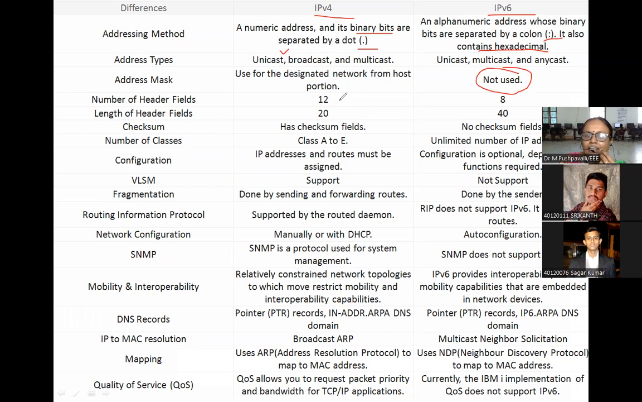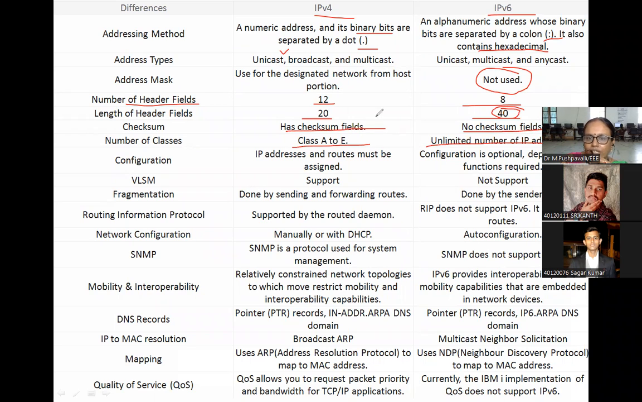Unique address will be there. You just imagine the number of header fields: 12 here, and here it's 8. And the length of the header is 20, and here 40. So the length of the header increases automatically. It increases the address capacity also. And here a checksum field is there. Here no checksum field. And when you see that, IPv4 supports class A to class E. But here an unlimited number of IP addresses is there. So there is no class recognition in IPv6.